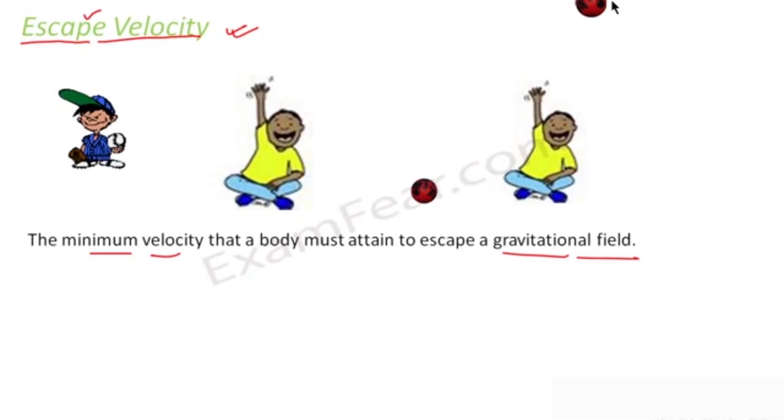So now we will see in terms of physics how we define escape velocity. This is the basic definition of escape velocity. Now we will see mathematically how we define escape velocity. So here we will find a mathematical expression for escape velocity. Let us suppose this is the ball. So this is the initial position of the ball, right?